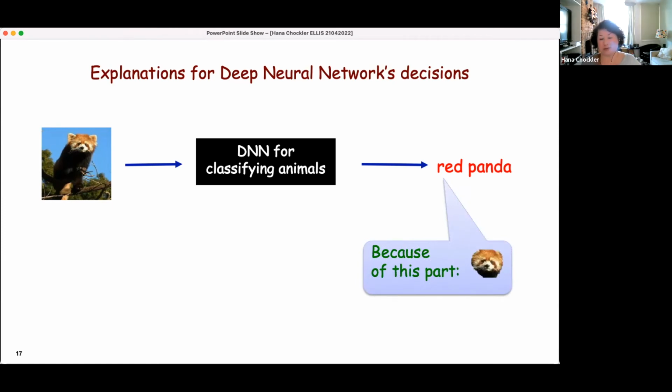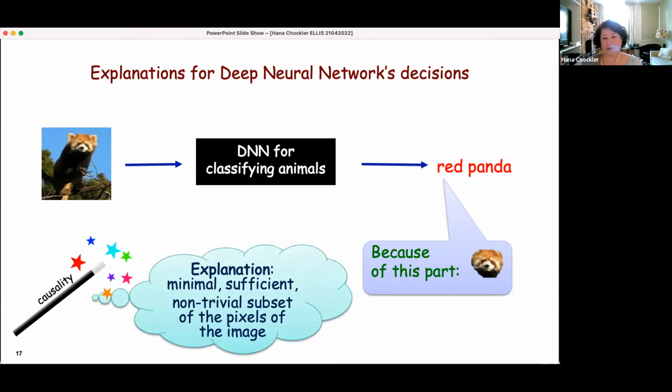It is because of this part. This is a part of the image that is defined as a causal explanation, which is a minimal, sufficient, non-trivial subset of the pixels of the image. It is sufficient for the image to be classified as a panda.